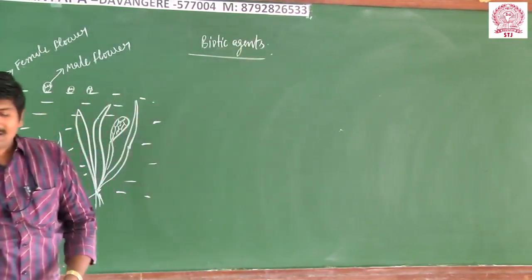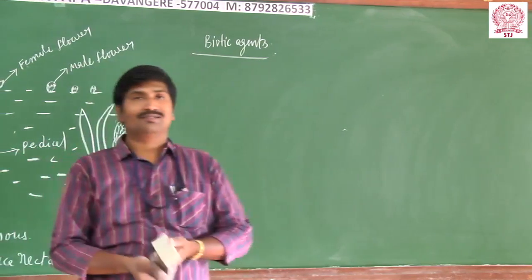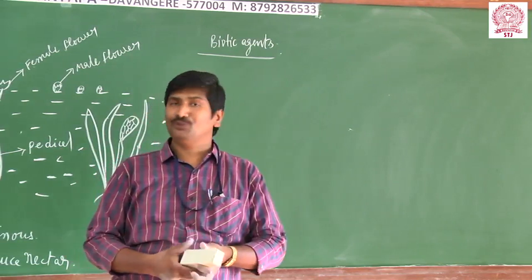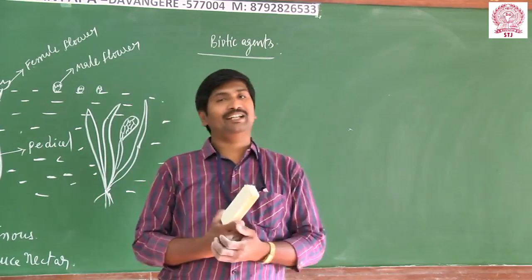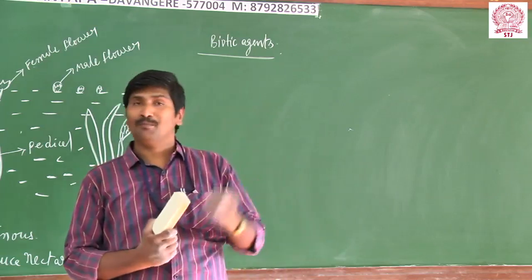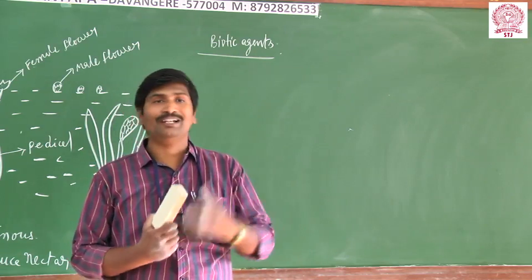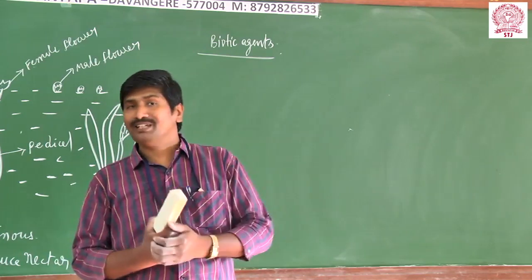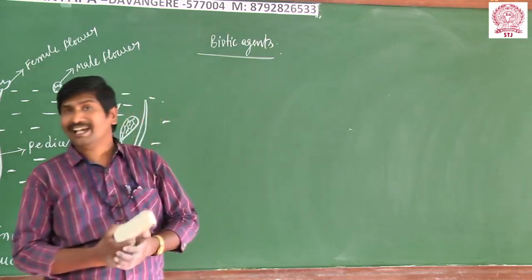Here the pollination takes place by the biotic agents, by the animals. That is known as zoophily. The different types of zoophily are entomophily, ornithophily, chiropterophily, myrmecophily, melittophily, ophiophily. So these are the different types of pollination that take place by different biotic agents.